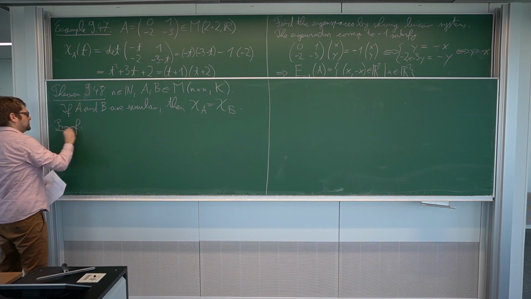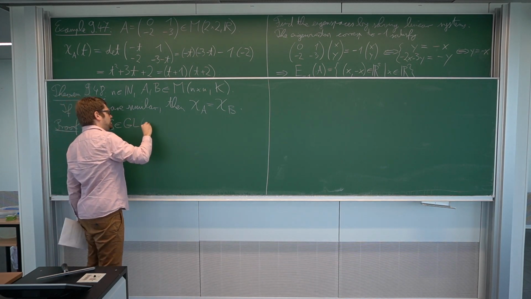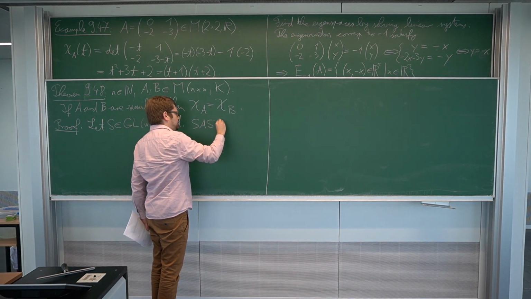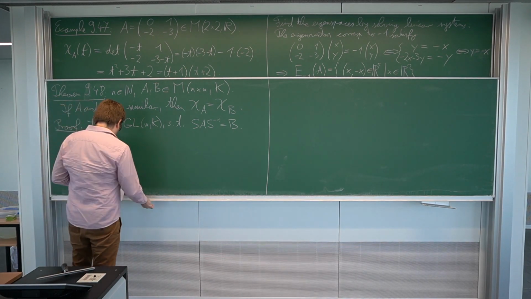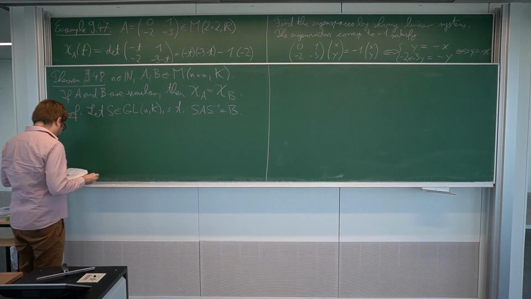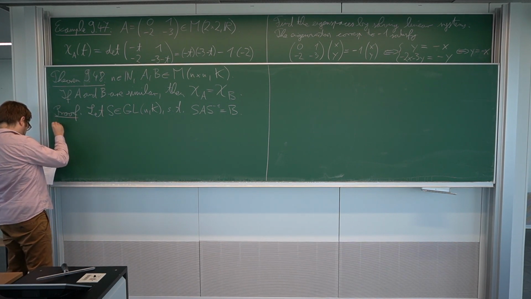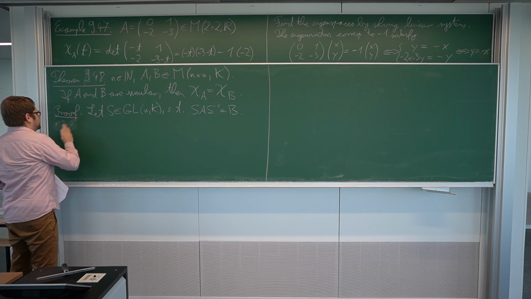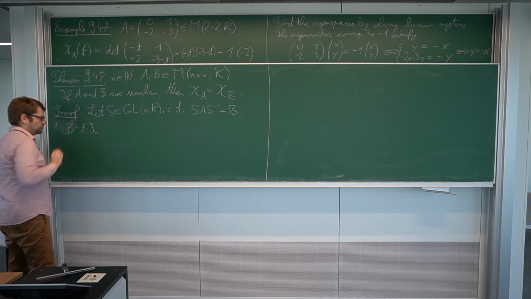So they are similar, so assume we have some invertible matrix S in GL_n(K) such that S A S^-1 equals B. Okay, this is the definition of similarity. Now, if we take this matrix, we consider the following. We need to take the determinant of B minus T times the identity matrix of rank n.